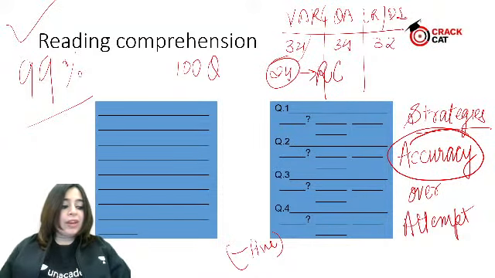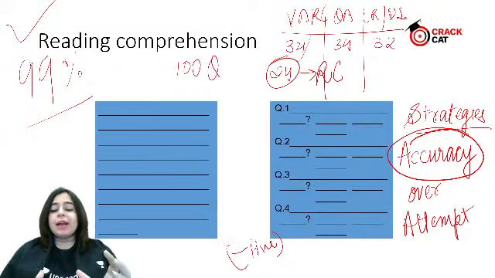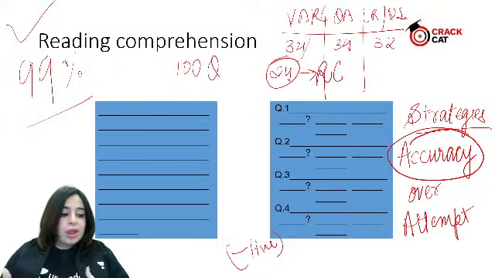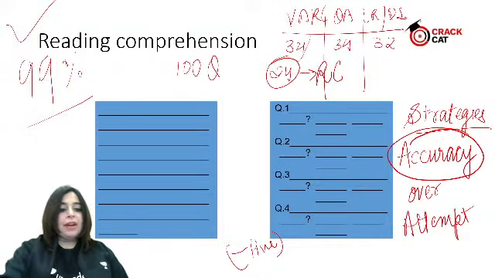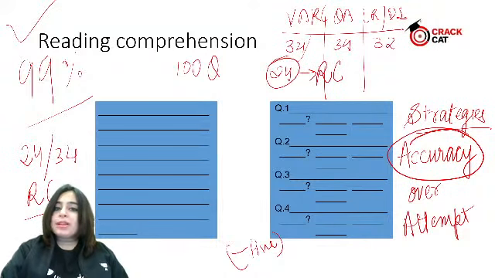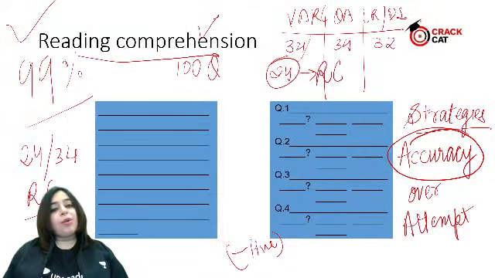So you have to be very careful and very well prepared to make sure that you are able to get the desired score, and your entire preparation is in line with what is expected of you. Since there are 24 questions out of 34 from reading comprehension, that leaves us with no choice whatsoever. We really need to work on the RC section in order to ace the examination.